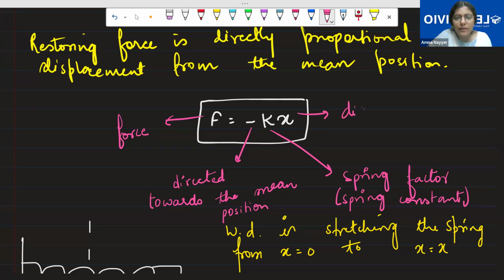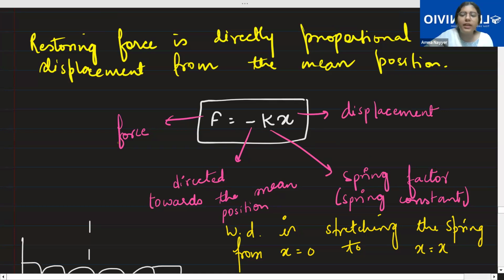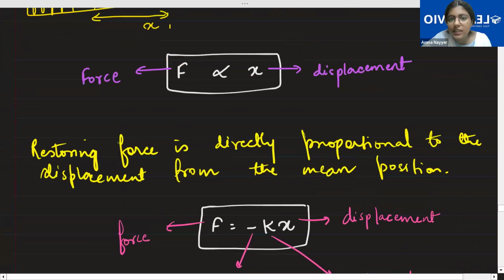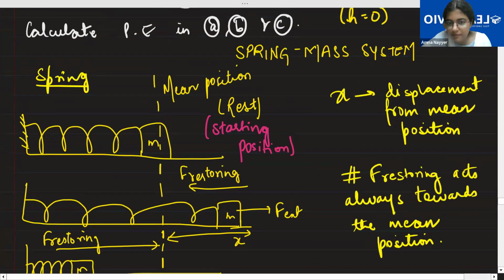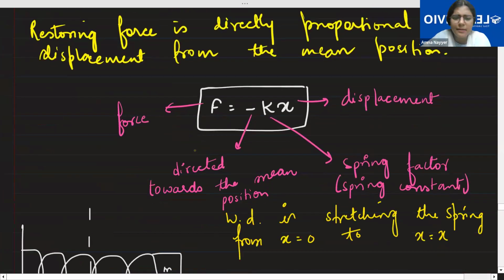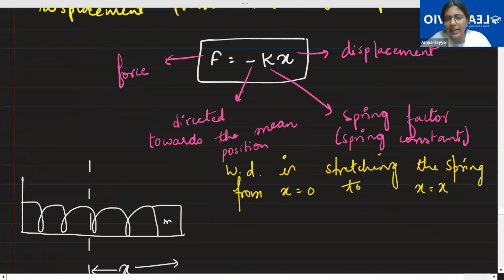And x is the displacement. But remember, this displacement is from the mean position. Now, this was a little bit of SHM. Why did I discuss this? Because F is equal to Kx will be used in the potential energy of the spring mass system. Right now, I just want you to know F is equal to Kx.